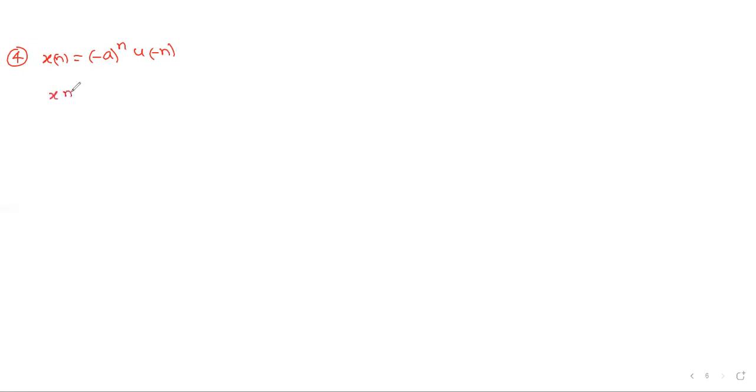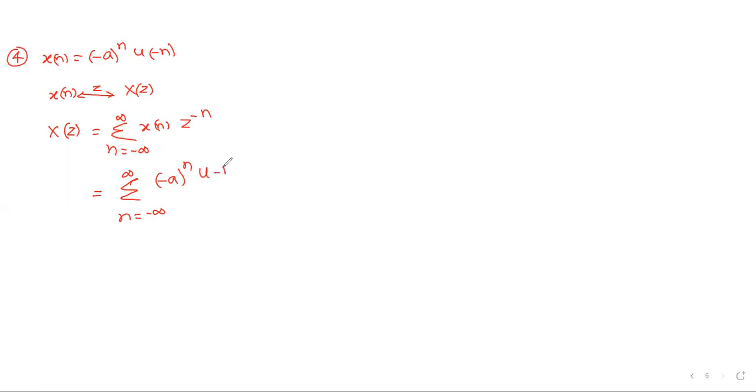So what is that? Z transform of x of n will be X of z. What is X of z? Summation n equal to minus infinity to infinity x of n z power minus n. You substitute the values. Summation n equal to minus infinity to infinity, x of n is minus a whole power n into u of minus n, z power minus n. Again, I will write the limits here. U of n limits are 0 to infinity. U of minus n limits are minus infinity to 0.